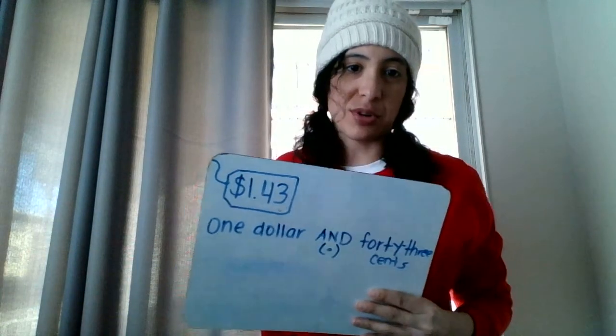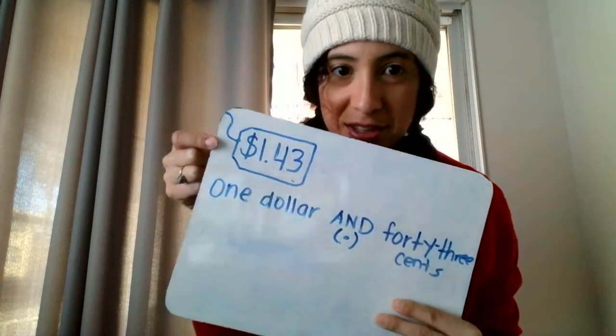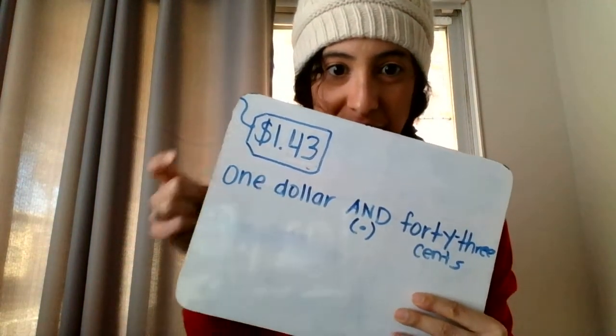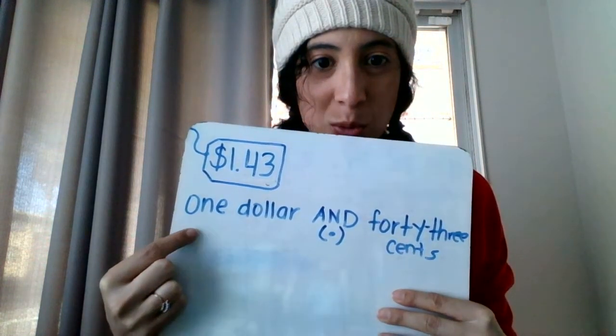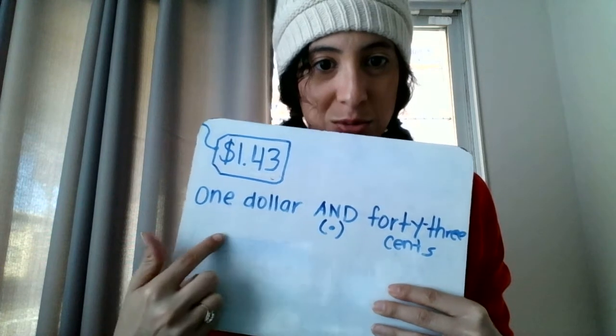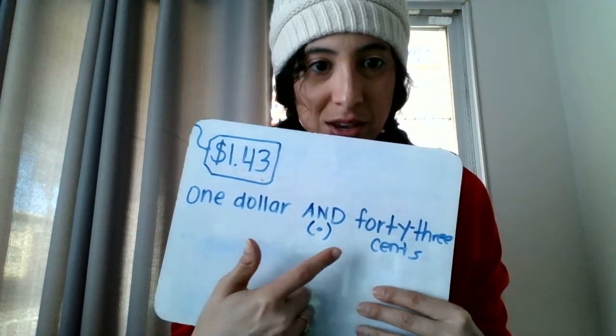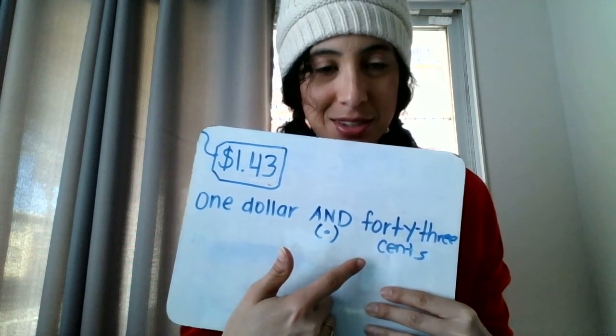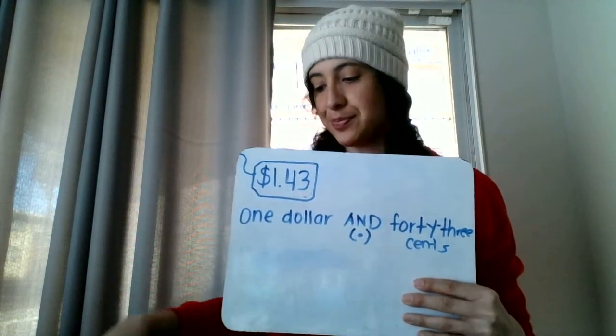Okay, so let's say I want to buy something. Let's say I want to buy this whiteboard. Okay, here's my price tag. It's $1.43. So how you would read that is $1, the decimal stands for "and," so $1.43.